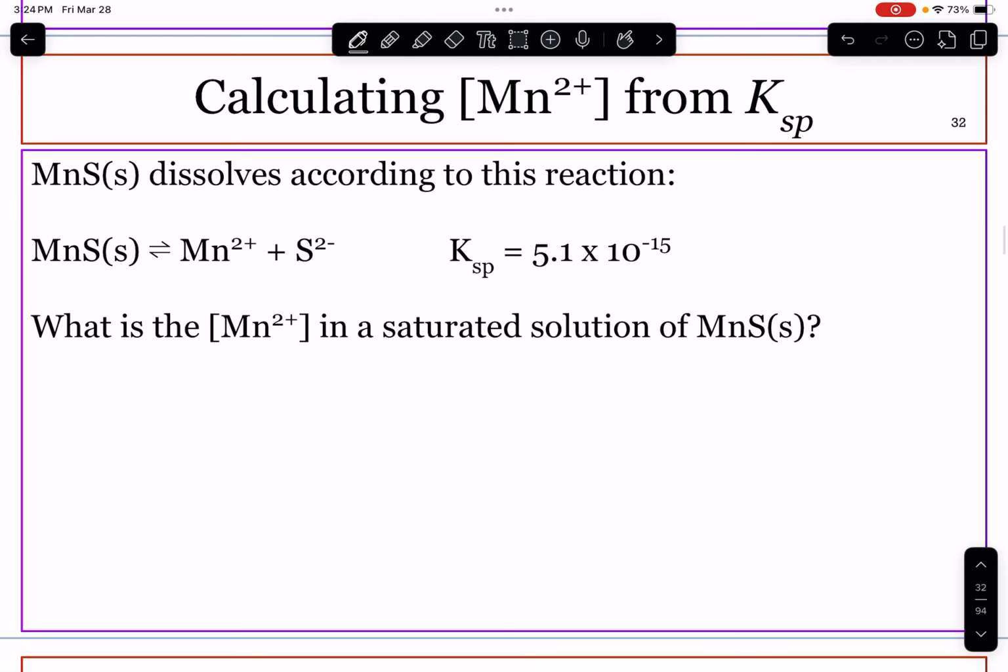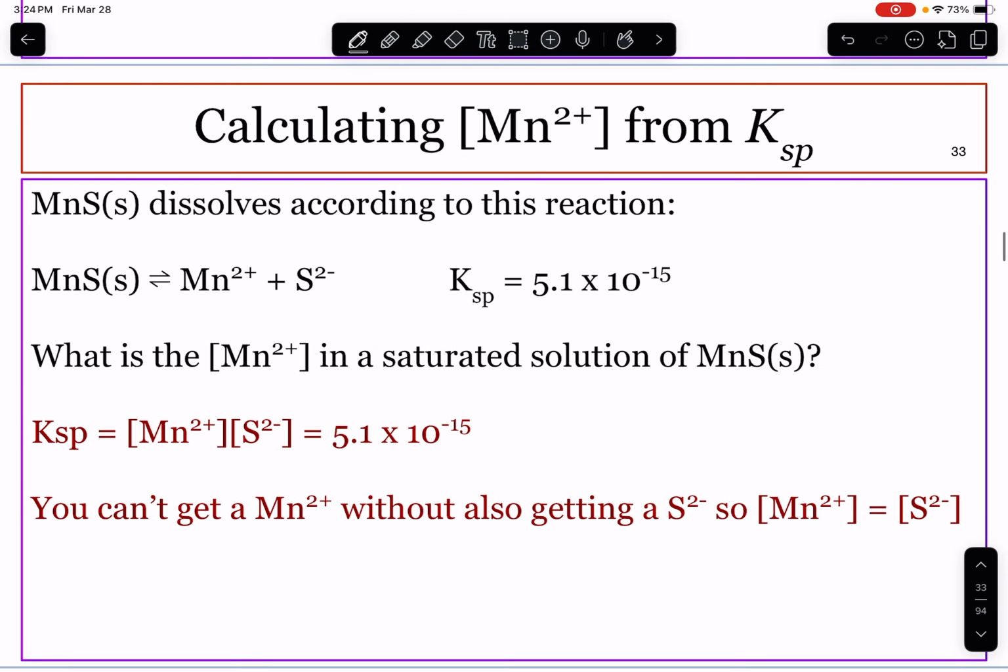All right, let's do one more problem. Manganese sulfide dissolves according to this reaction. Manganese sulfide solid turns into one manganese ion and one sulfide ion. The KSP value is 5.1 times 10 to the negative 15. And the question is asking for the manganese ion concentration in a saturated solution of MnS. Pause to see if you can work this out.